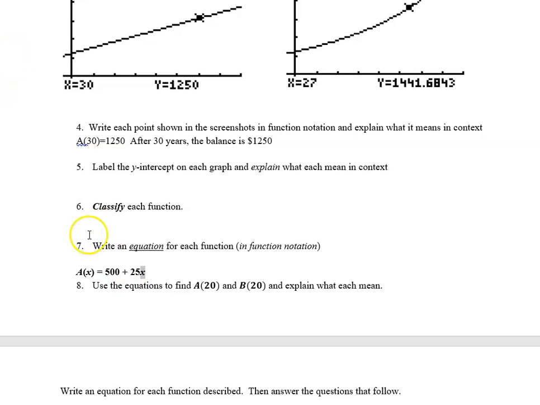But just be sure when you're typing an equation for each function that you do have an equal sign, because that's what makes it an equation. For number 8, to use the equations to find these values, you replace your x with 20 and then you simplify it to see what you get.